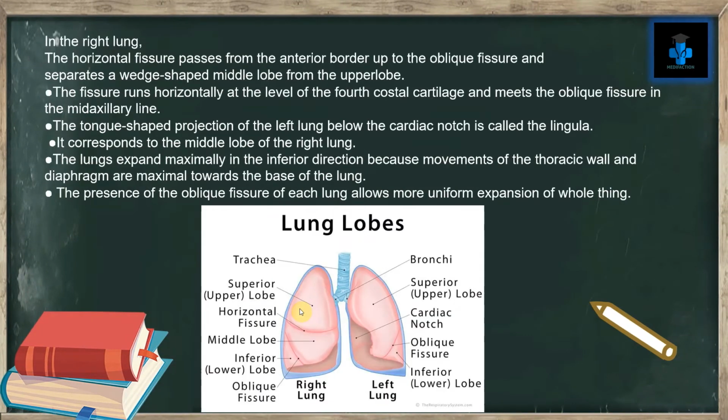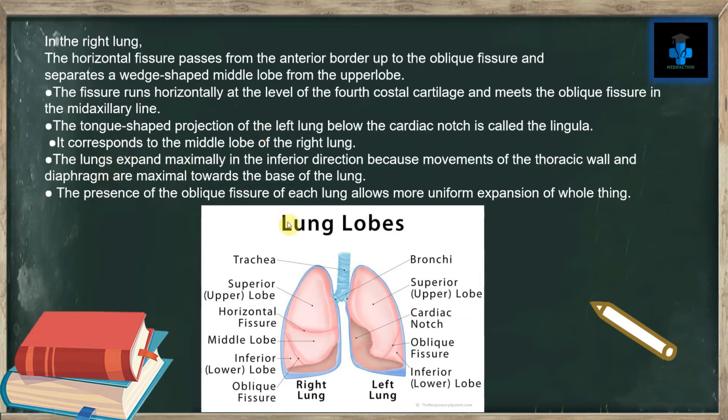In the right lung, the horizontal fissure passes from the anterior border to the oblique fissure and separates the wedge-shaped middle lobe from the upper lobe. Here you can see this is the horizontal fissure separating the middle lobe and upper lobe. The fissure runs horizontally at the level of the fourth costal cartilage and meets the oblique fissure in the mid-axillary line. This is the mid-axillary line.